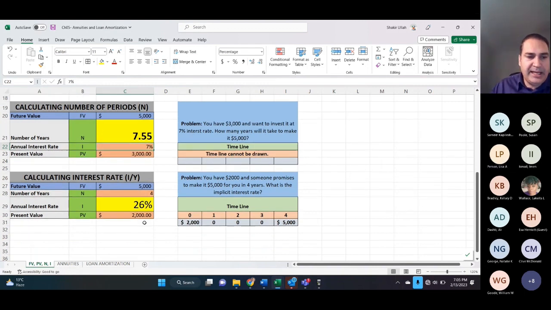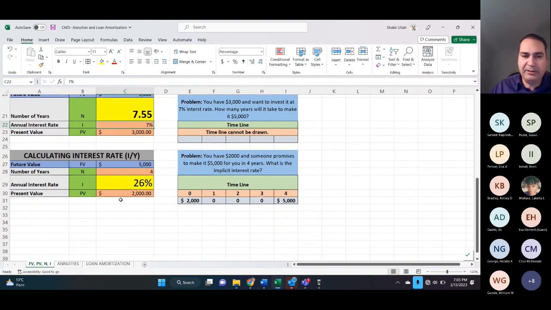Okay, now the last type of problem that we might expect is to calculate the interest rate if other variables are given. So here's the problem. You have $2,000 and someone promises to make it 5,000 for you in 4 years. They tell you, give me the money and I'll give you 5,000 in 4 years. Now, what is the implicit interest rate this person is offering you? So you have to calculate that interest rate in this case.